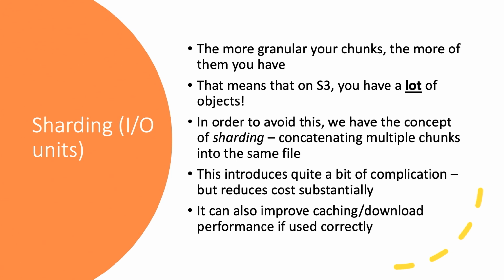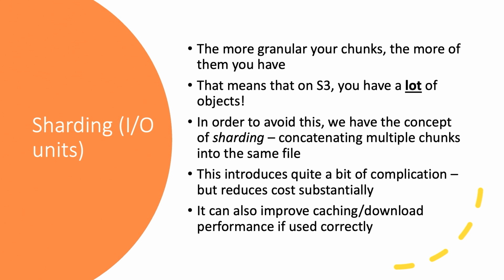And as I said, that means that on S3 you have a lot of objects, you have a lot of cost. Now, in order to avoid this, very recently in the ecosystem, this idea of sharding has come up, where you concatenate multiple chunks into the same file. So if you are storing one chunk as one file, then you run into these S3 issues, where just because of cost, you have these gigantic numbers of chunks. But if you concatenate chunks into the same file, what you can do is, with the HTTP range requests, you can decrease that cost substantially.